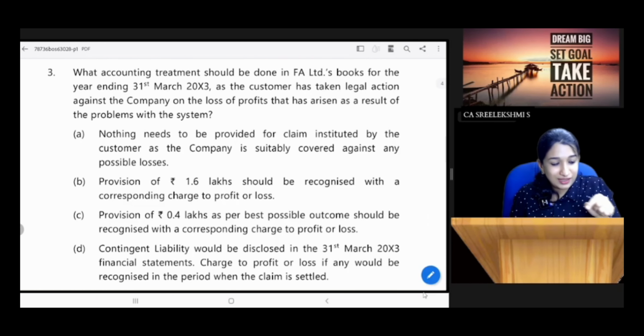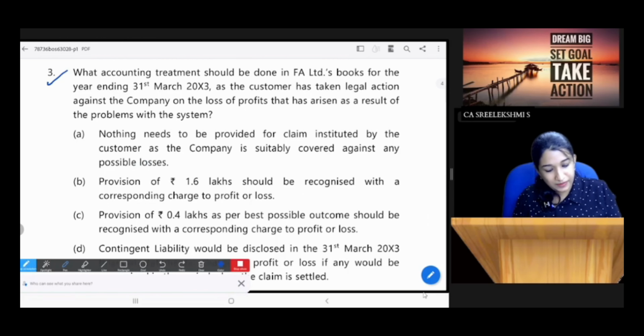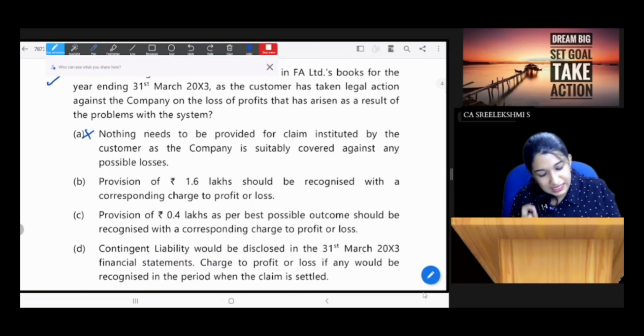So again, don't get confused with that 25%. 25% is winning, 75% is losing. So we are creating provision because there is more than 75% probability. Best estimate can be reliably measured. So what accounting treatment is to be done? Nothing to be provided. Wrong. Provision of 1.6 lakh should be recognized.